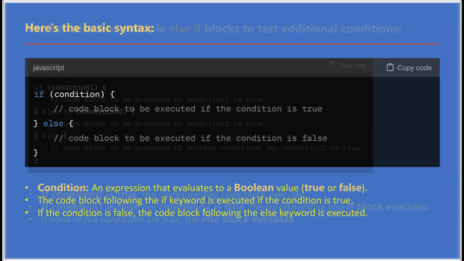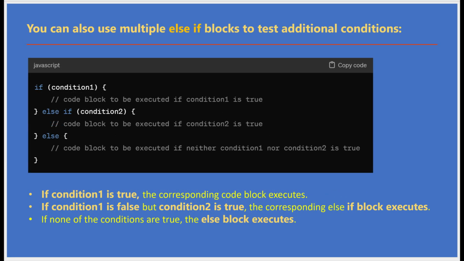But what if there's more than one condition to consider? This is where else if comes in. You can add as many else if blocks as you need after the initial if statement. Each else if block has its own condition and its own code block. If the first condition is false, JavaScript will check the next condition in the else if block. If that condition is true, it will execute the corresponding code block. If it's also false, it will move on to the next else if block, and so on. If none of the conditions in the if or else if blocks are true, then JavaScript will execute the code block in the final else section.